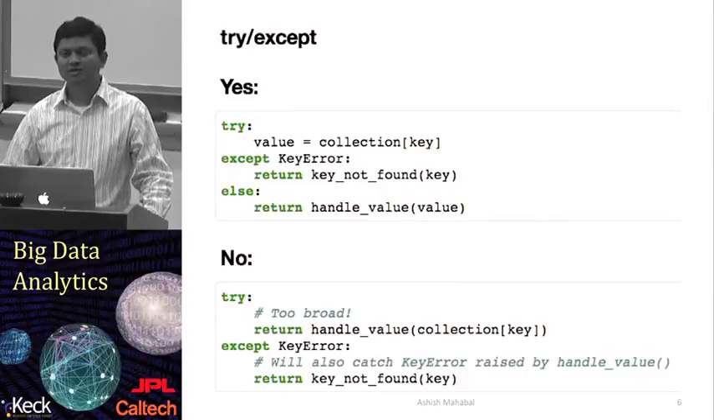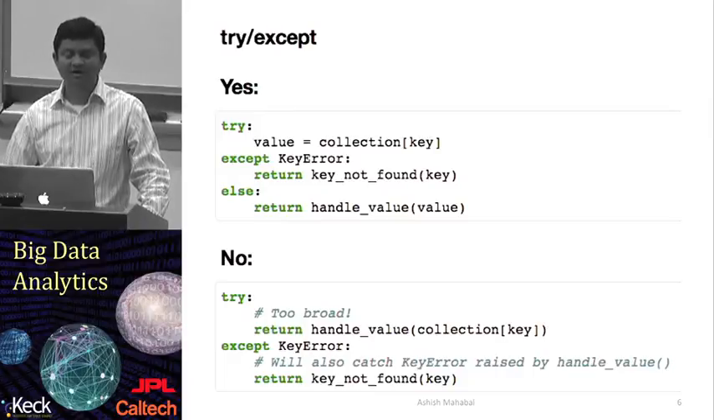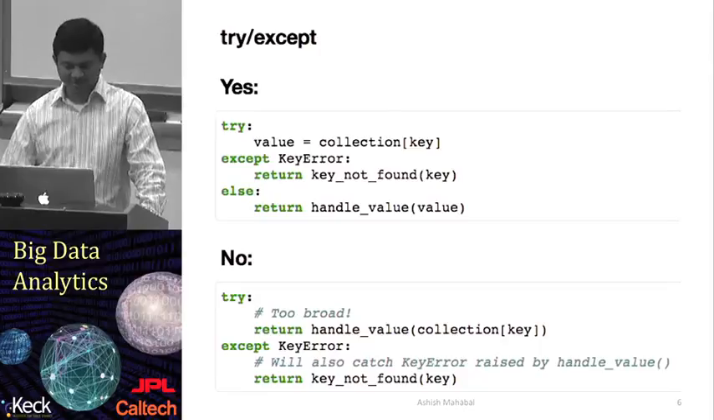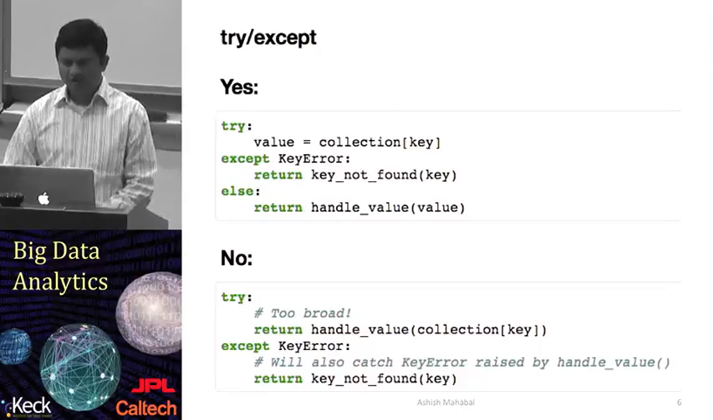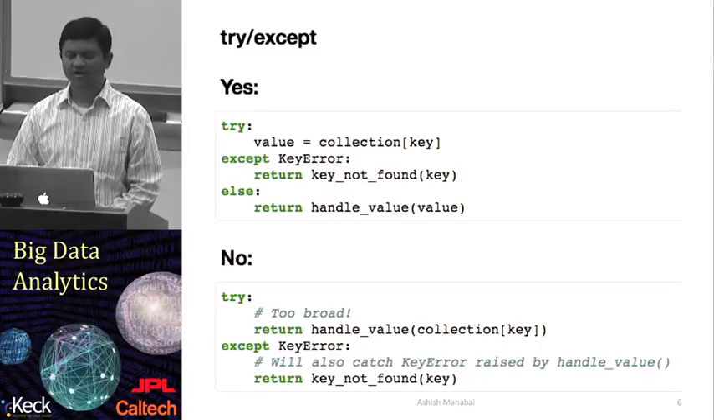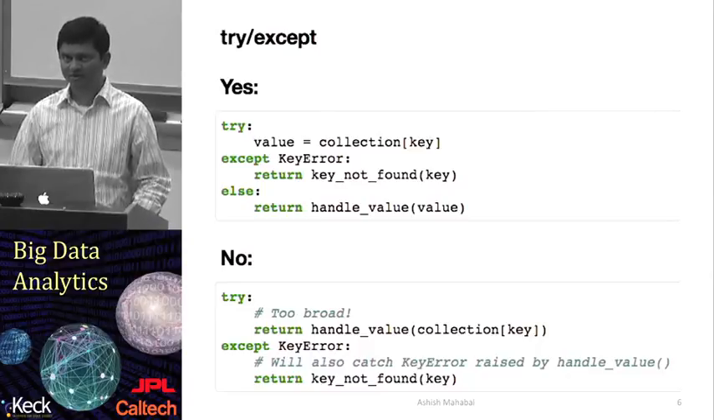Here you see on the screen two parts. The top part is one way you should be using try except, and the second part is where it's too broad, so you should not be using try except there. In the top part, we are using a dictionary in Python called collection. It has various keys, and we are saying take a particular key and find out what its value is. We ask the program to try getting the value of that key from the dictionary. If it doesn't find it, it should return a function called key not found with that key as an argument. And if it is successful in getting the value, it should simply handle that value using another function called handle value. So this will go through quite fine.